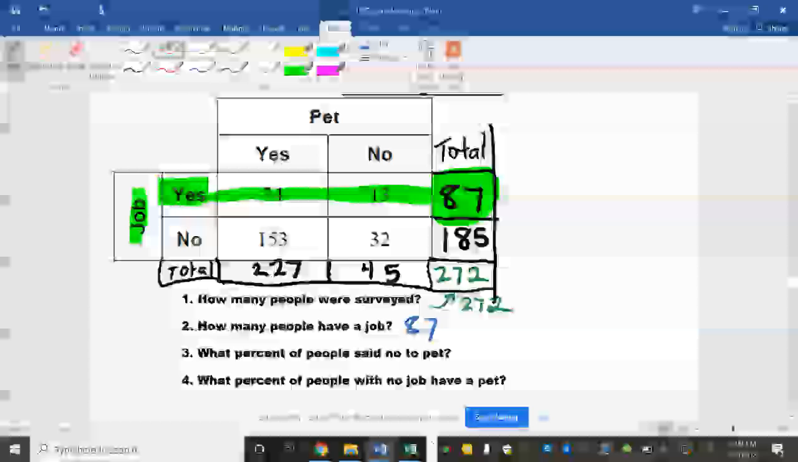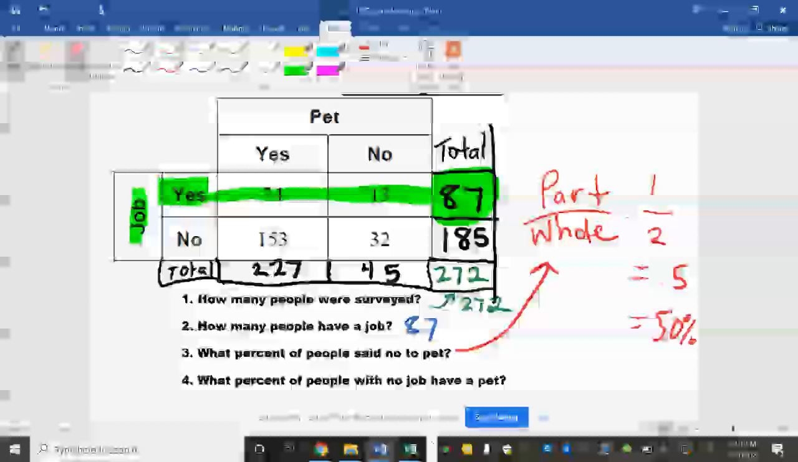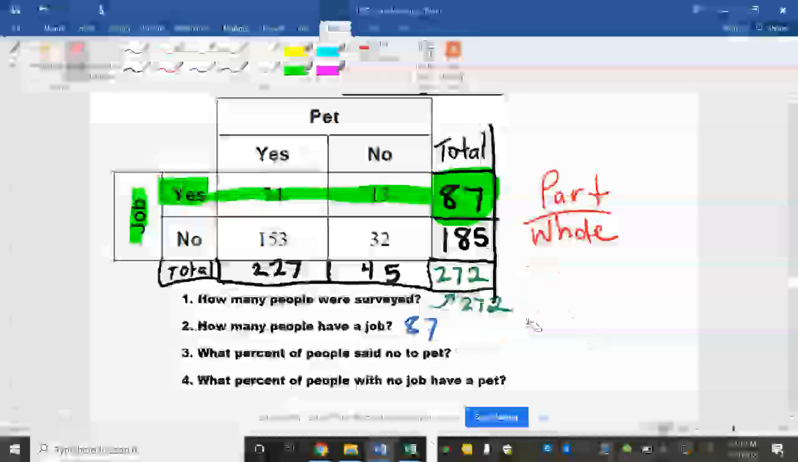Percents are interesting, guys. The way I do percents is I find the part of the whole. So what are they asking us to find? Like, what number out of what number? This ends up being a fraction, right? Like 1/2 equals 0.5, which equals 50%. So that's what we're doing with percents here, the part of the whole. So now let's see what the part and the whole are that they're asking.